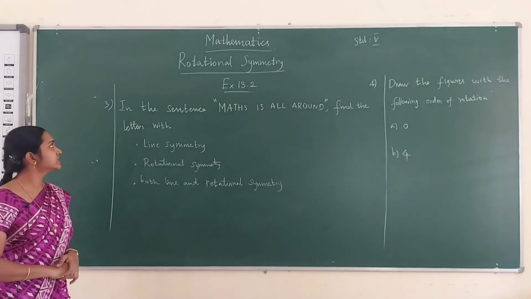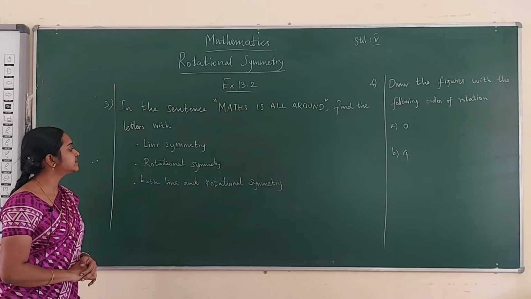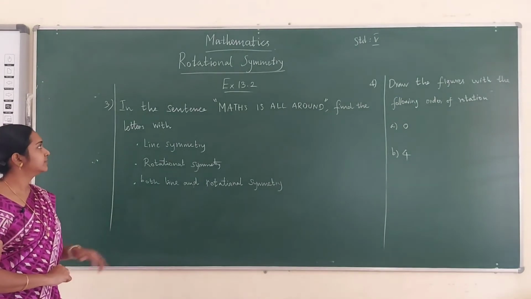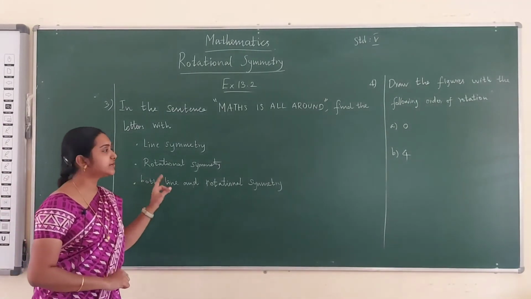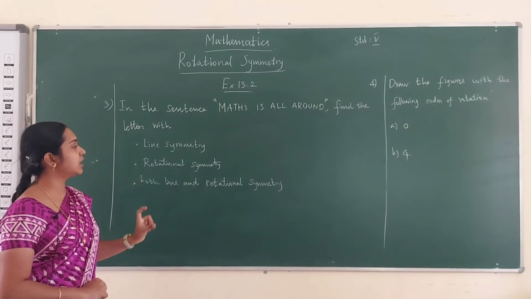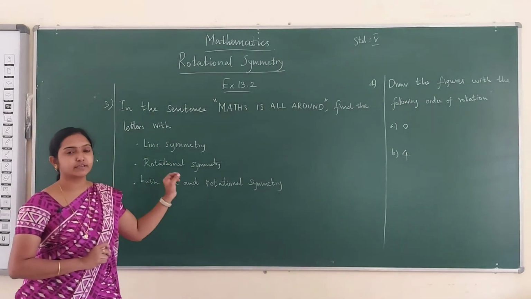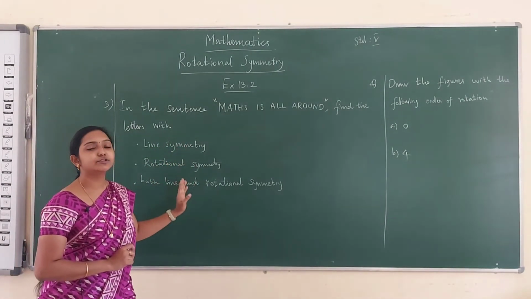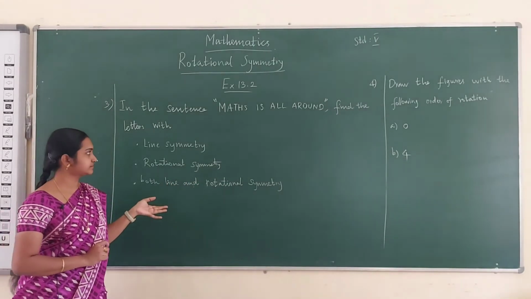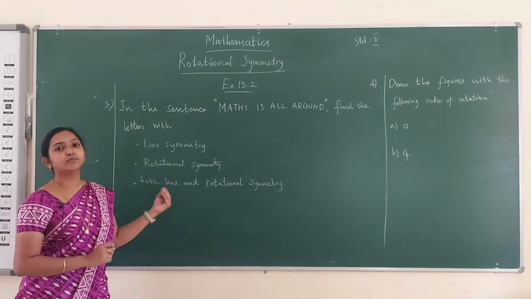The third question is: in the sentence "Max is all around", find the letters with line symmetry, rotation symmetry, and both line and rotation symmetry. We have to find first the line symmetry in the sentence "Max is all around". Line symmetry means if we draw a line, it should look the same on both sides. Such objects are called line symmetric.